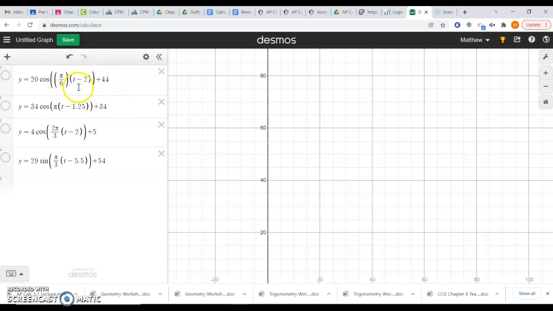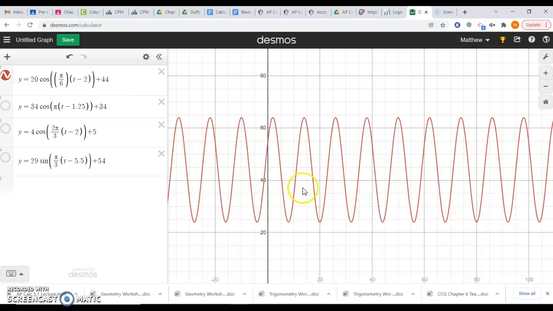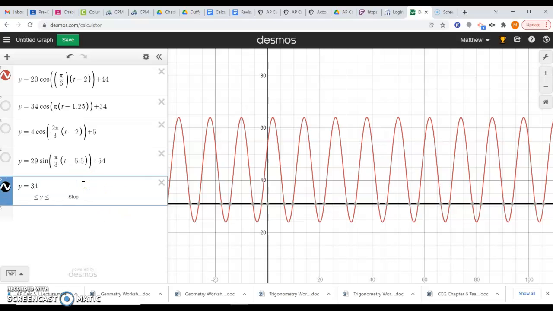This is my first equation here, 20 cosine of pi over 6, t minus 2, plus 44, and it brings out this sinusoidal function. Okay, the big first one is when is my y value going to be equal to 31 inches? We can look at the first one. Well, that's at 6.35. That's before 8 a.m. So we don't want to use that one. So we want to use this one, which is 9.64. That's the first time after 8 a.m. that we'll hit 31 inches and that little brother's head would be under water there.